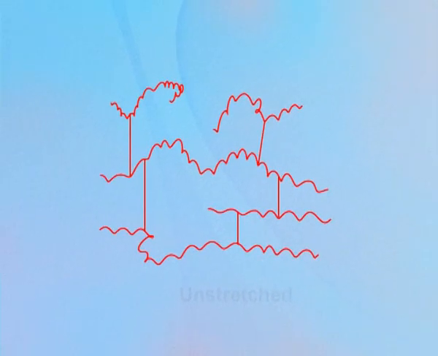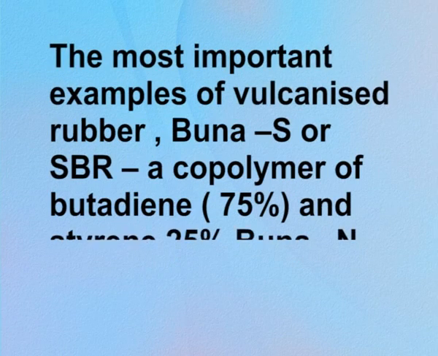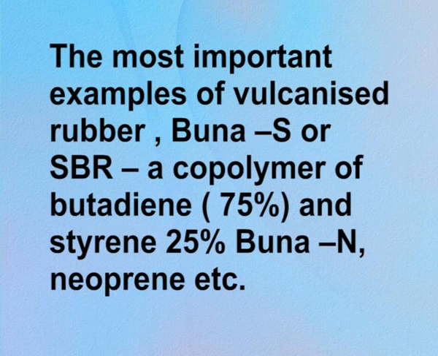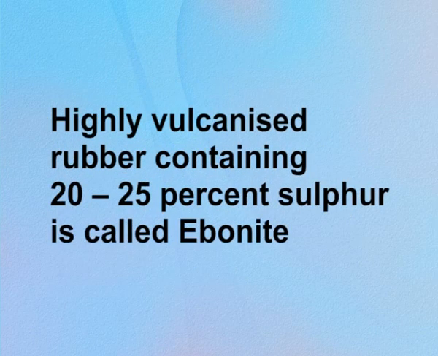Thus, weak van der Waals forces permit the polymer to come back to the original position when the force is withdrawn. The most important examples of vulcanized rubber are Buna-S or SBR, a copolymer of butadiene and styrene, Buna-N, neoprene, etc. Highly vulcanized rubber containing 20 to 25% sulfur is called ebonite.